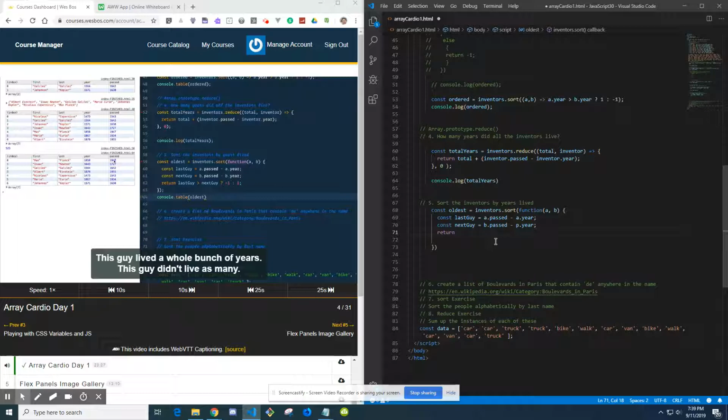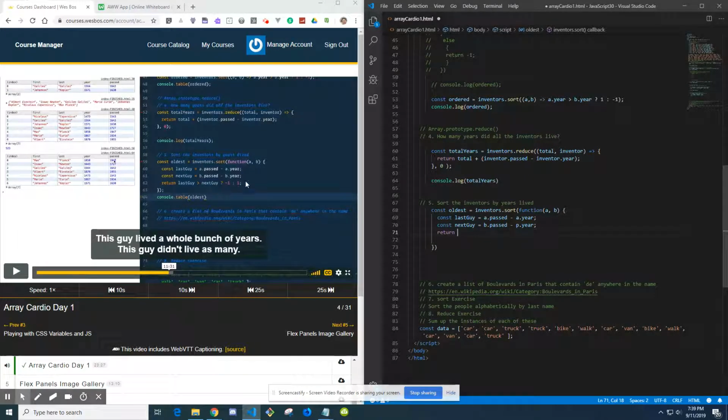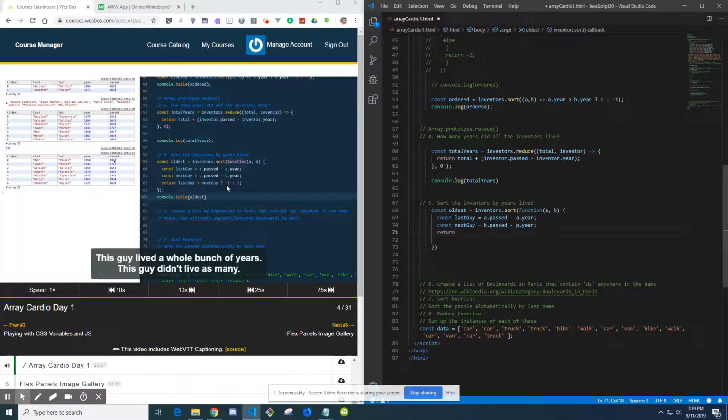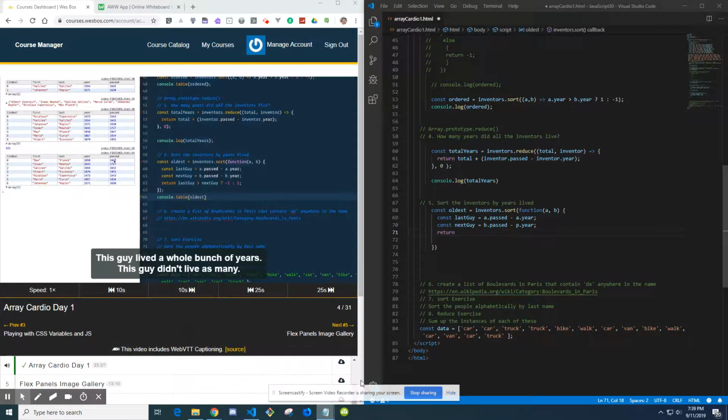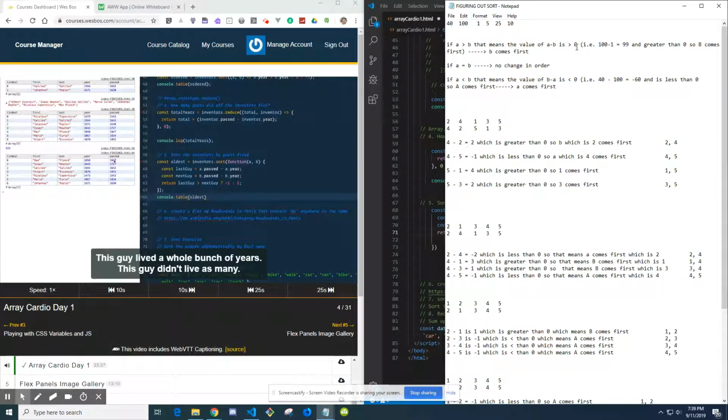Return last guy, and I'm just going to go straight to the ternary thing. Remember, if this is true, it does a negative 1. If a negative 1, I have to go to my cheat sheet. If it's a negative 1, which is basically less than 0, it means that the value of B is less than 0. So if it's a negative, that means A comes first. Okay, it's less than 0, means A comes first.